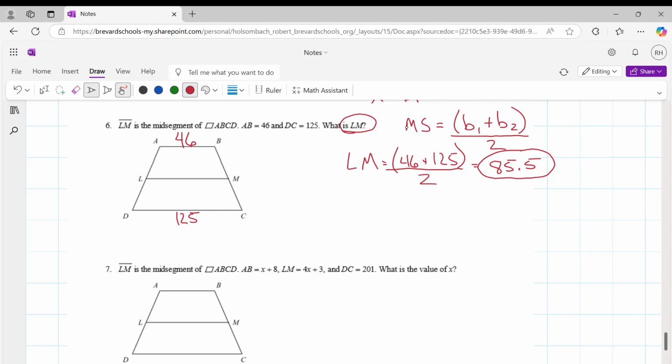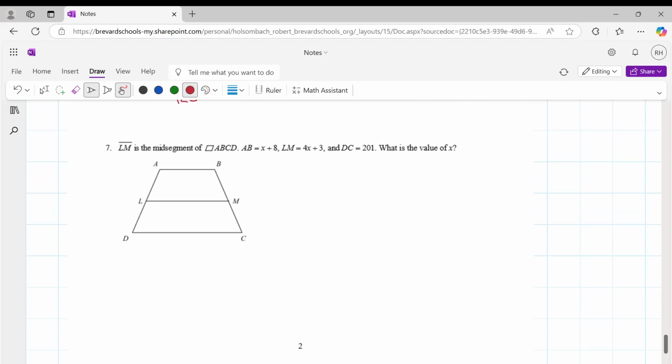Now you'll use that formula again in this next problem. Mid-segment equals the sum of the bases divided by 2. All right, so in this problem, LM is the mid-segment. AB is x plus 8. LM is 4x plus 3. And DC is 201. What is the value of x?